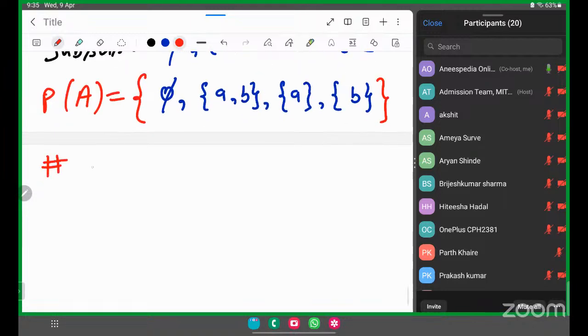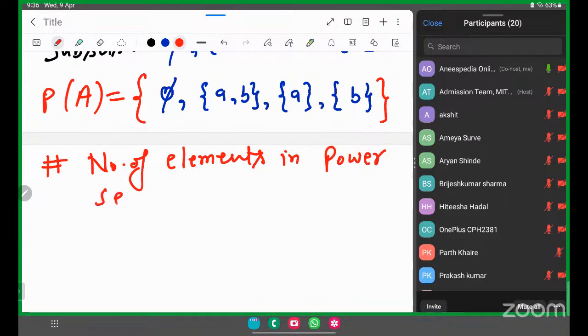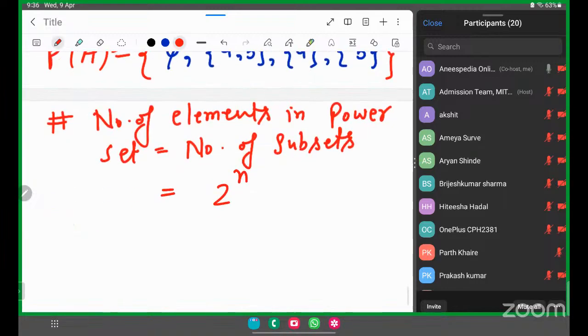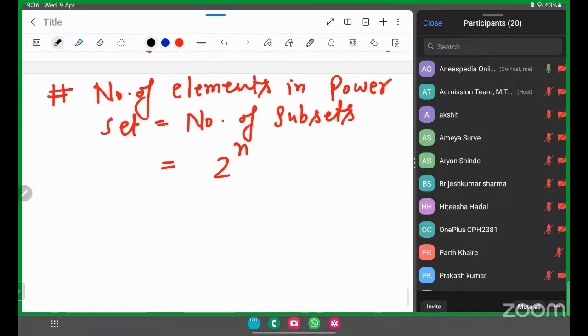Important point about power set is that if you want the number of elements in power set, it will be equal to the number of subsets. That will be equal to 2 raised to power cardinal number. Understood or any doubt?